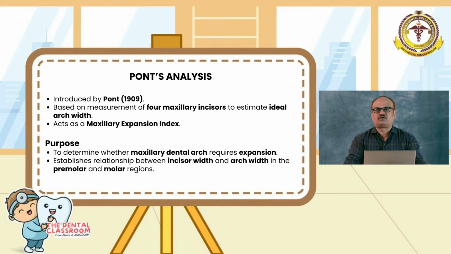Now we proceed to Pont's analysis. It was introduced by Pont in 1909. It considers the mesiodistal width of the permanent maxillary incisors, that means the central incisor and the lateral incisor on each side. According to him, for a given mesiodistal dimension of these incisors, there exists a ratio at the premolar and molar region. If this ratio is not fulfilled, you have to decide whether or not to expand the arch.